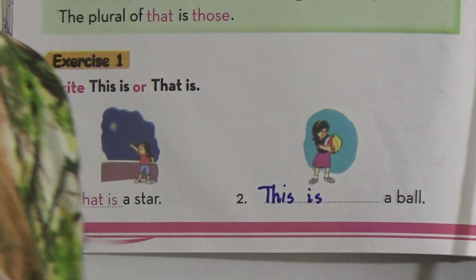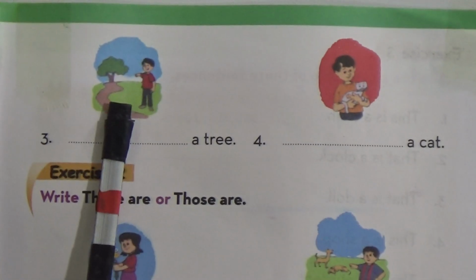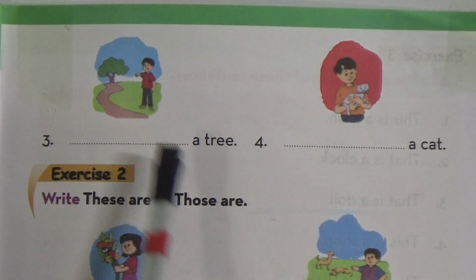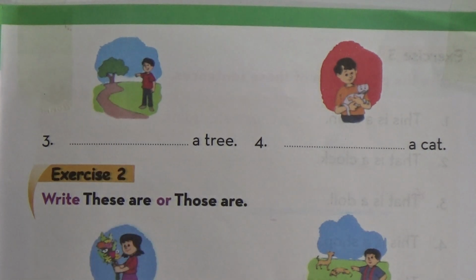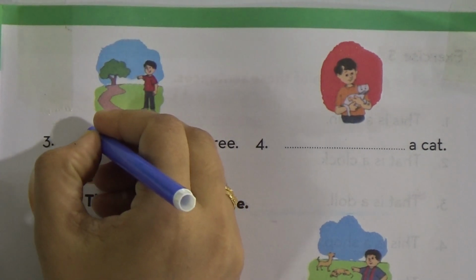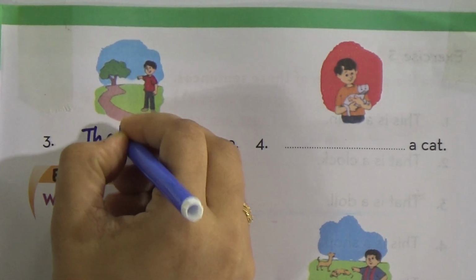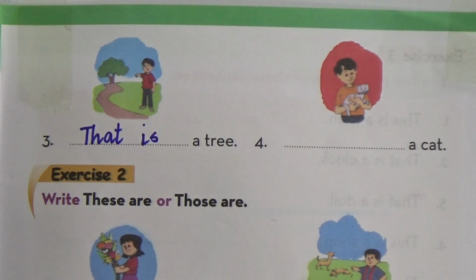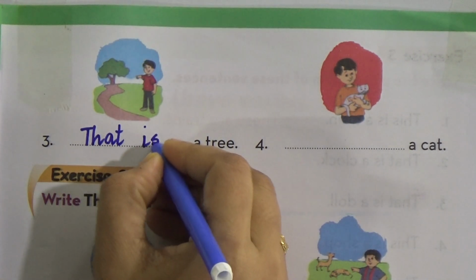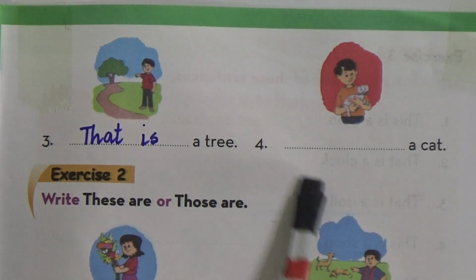Now see number 3. Dash a tree. Is the tree near to the boy? No, the tree is far away from the boy. So it will be that. That is a tree.